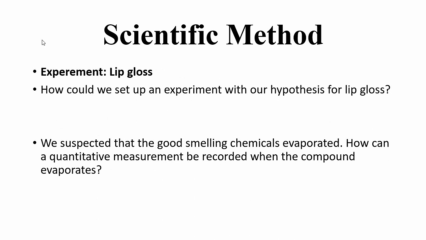How can we set up an experiment with a hypothesis that the smell fades because compound X evaporates? We suspected that the good-smelling chemicals evaporated. How can a quantitative measurement be recorded when the compound evaporates? When something evaporates, liquid volume decreases and the weight decreases.